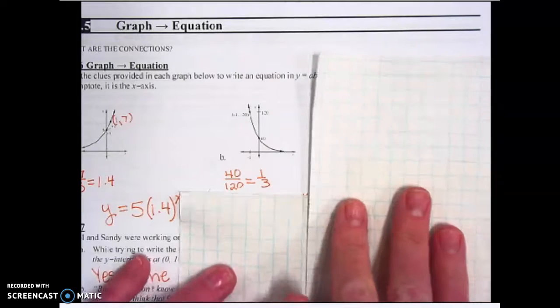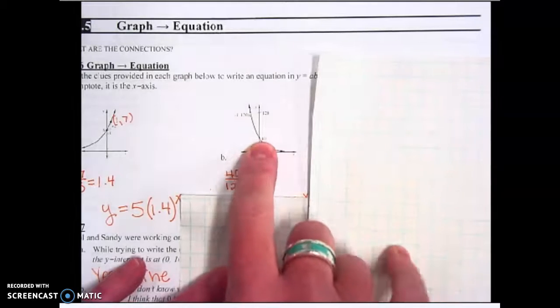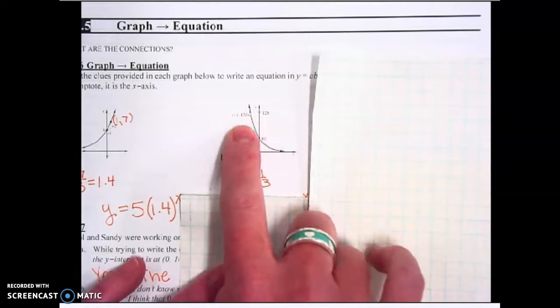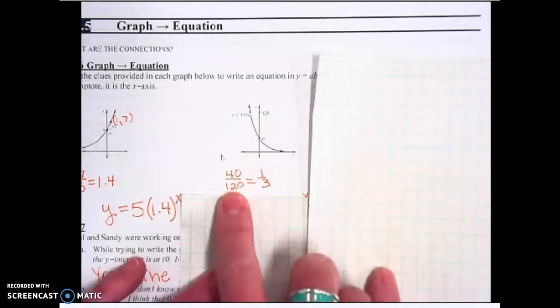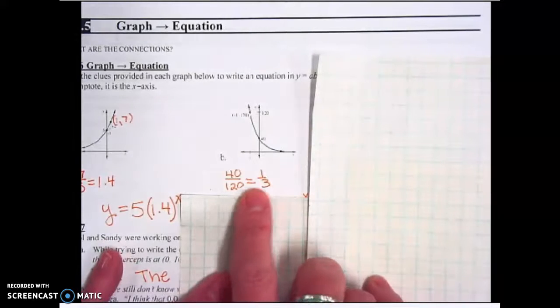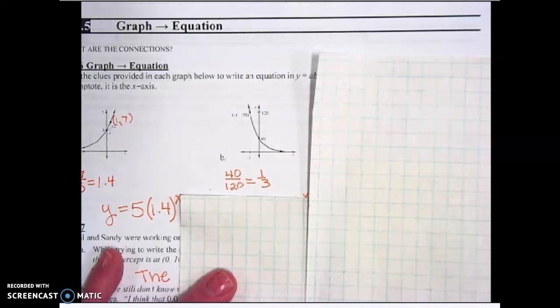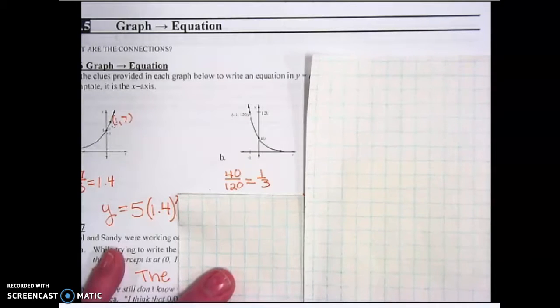You're going to take the 40 and you're going to divide it by, is that 120? Yes, 120. And you can either change that to a decimal on your calculator or you can just reduce it because clearly that's a fraction that's reducible, right? 40 over 120 would reduce to 4/12, and 4/12 reduces to 1/3. Okay? So 1/3 is less than 1 whole, right? That means it's decaying or decreasing.